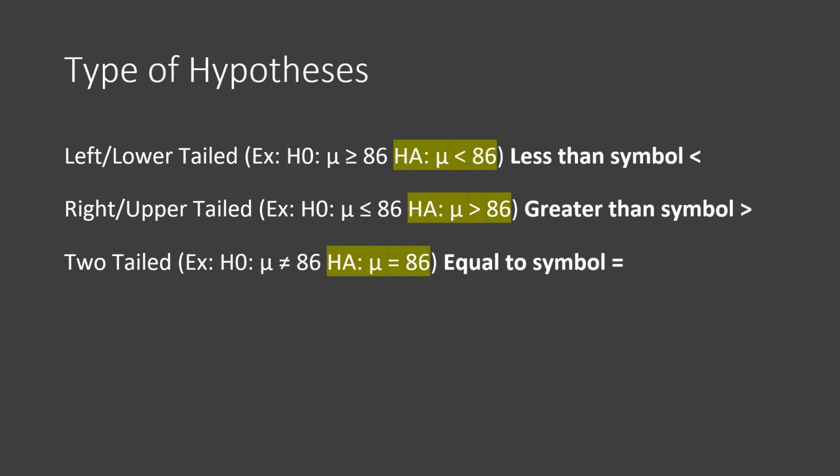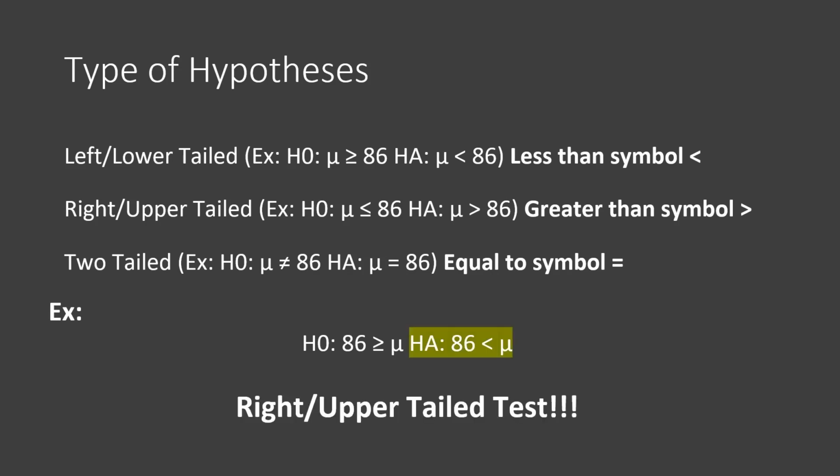But just a quick question. For this example at the bottom, what would you say is the type of hypothesis? Is it left-tailed, right-tailed, or maybe two-tailed? Well, it is in fact a right-tailed test. The reason is that even though the sign shows less than, the signs are going off of the mu, or whatever symbol you're using. So technically the sign is greater than for the mu.